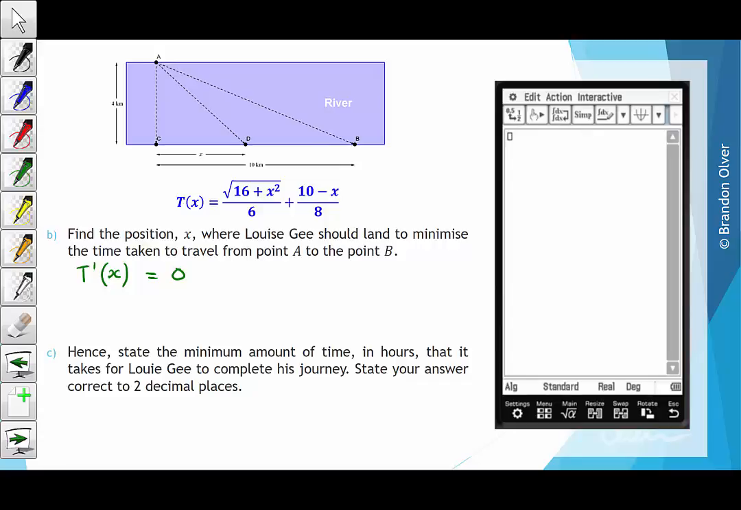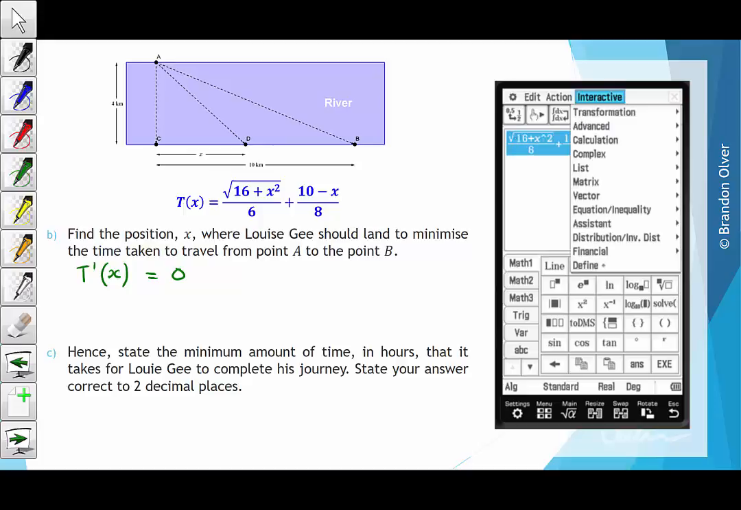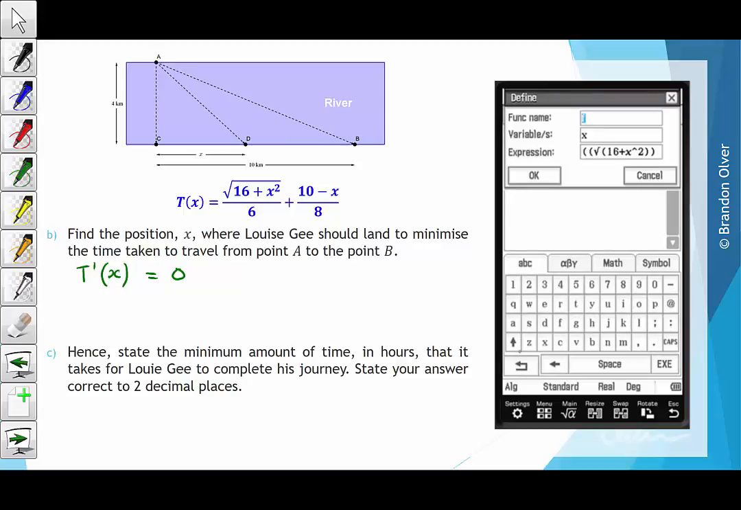The first thing we want to do is define our function t, which describes the time it takes with respect to x for his journey. So we found previously that the time was equal to the square root of 16 plus x squared, all divided by 6. And then we add on the running journey, which is 10 subtract x over 8. So if we highlight that, interactive define, we can define that using the ABC as being capital T of x, the time.